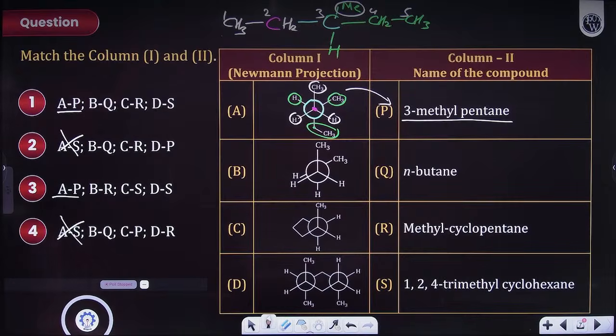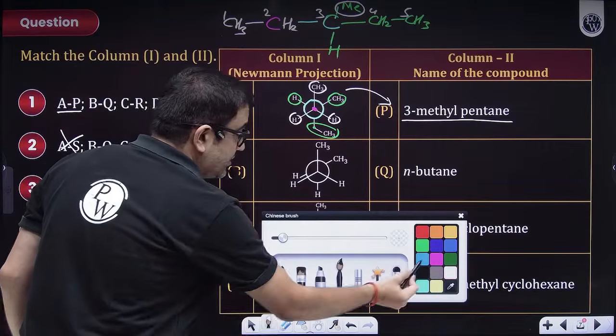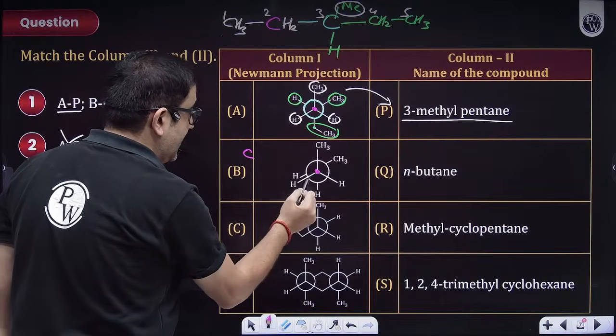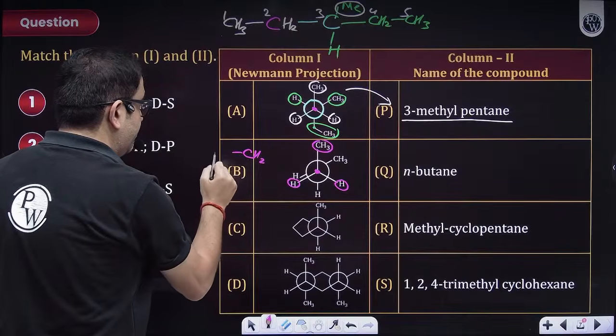Now talking of B, I guess everybody gets it, so let us draw it simply. This is the front carbon, having two hydrogens and one methyl.